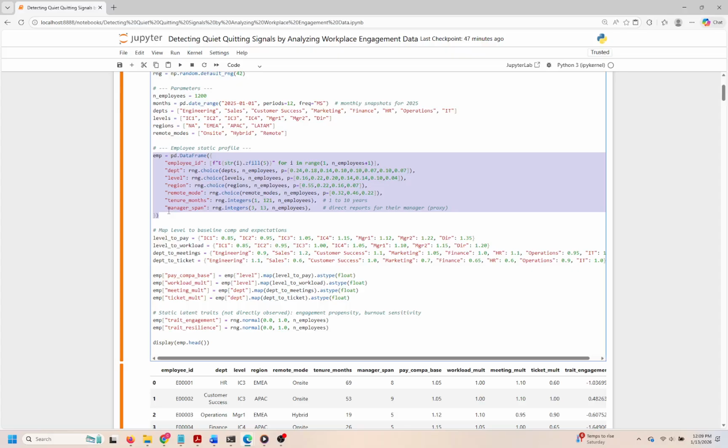Then, we introduce specific metrics such as tenure, manager span, pay context relative to expected compensation, workload expectations, and meeting demands, all mapped according to department or level. This approach provides insight into not only compensation, but also the potential workload and meeting expectations employees might face.